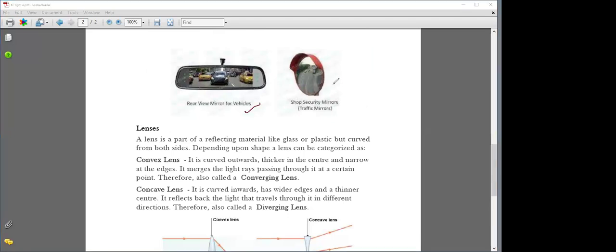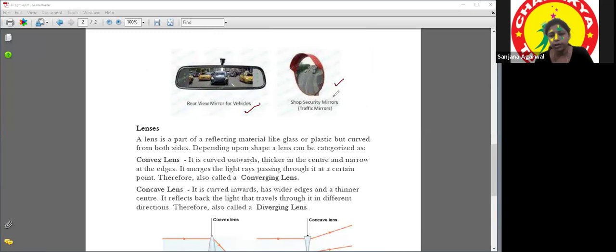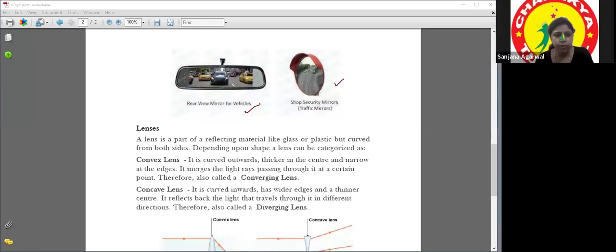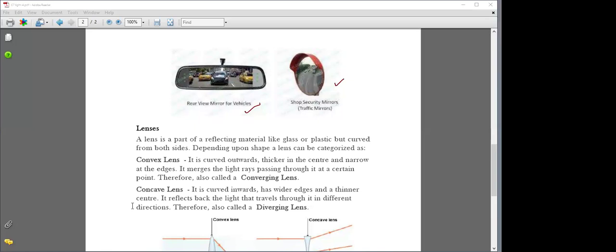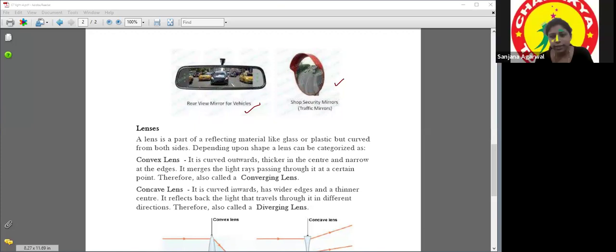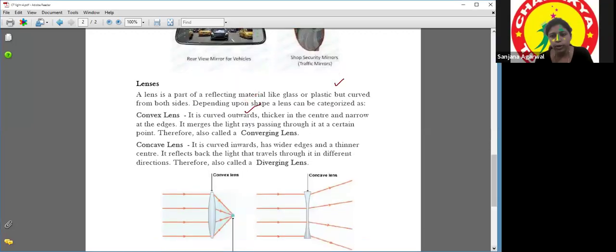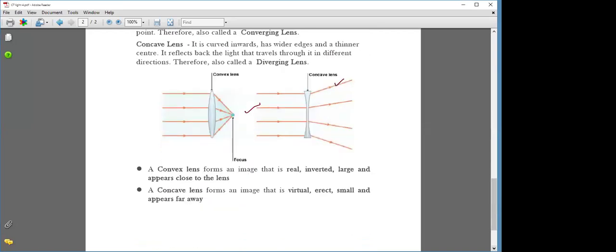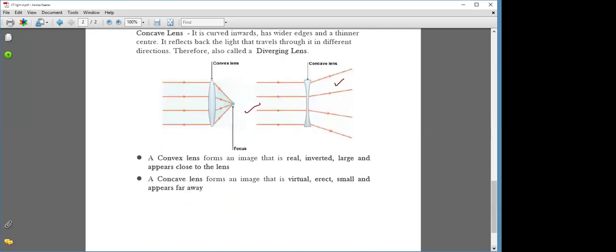So this and this are giving a proper idea of the use of convex mirror. Fine. Nothing much, but yes, in the next class, we will discuss a bit about lenses because lenses are not covered in detail in your book. So this will be continued in the next class. Fine.